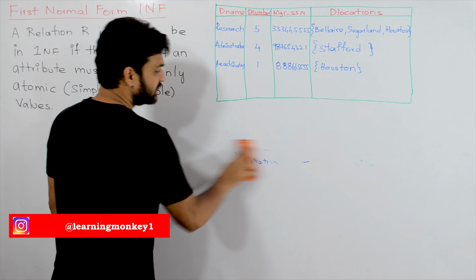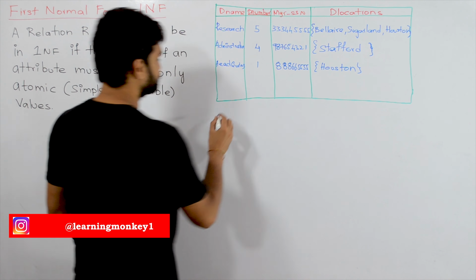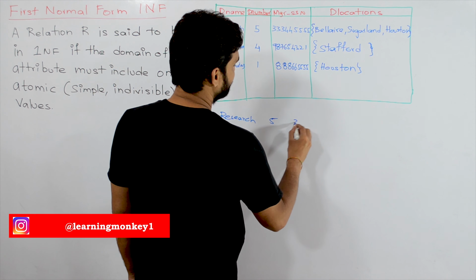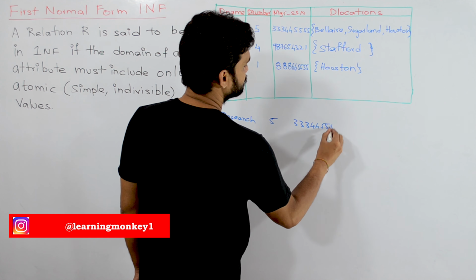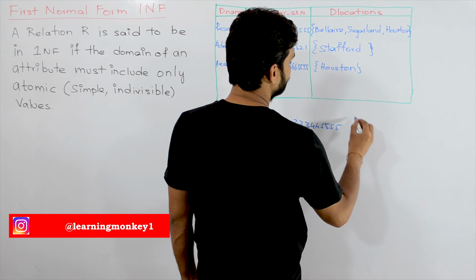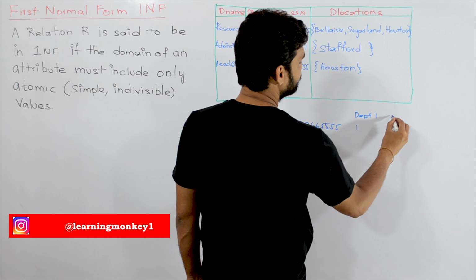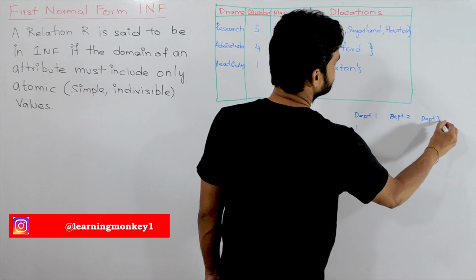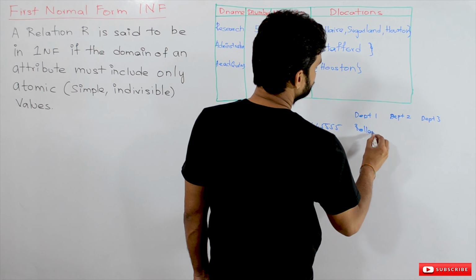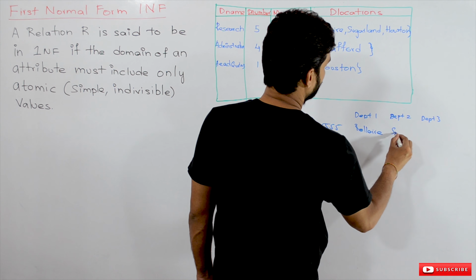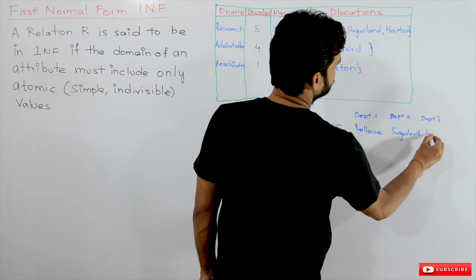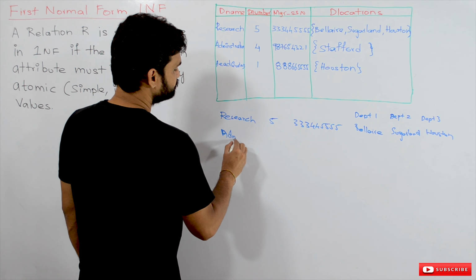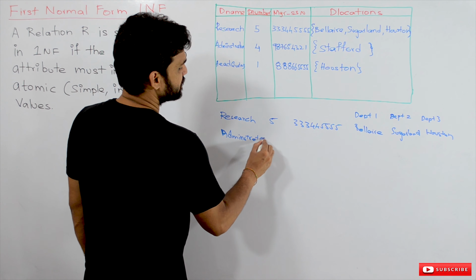There is one other way. Let's try to do it in that way and check whether that solution is efficient. Research department number 5, manager SSN, and you can think of department number 1. So the column names are department number 1, department number 2, and department number 3.